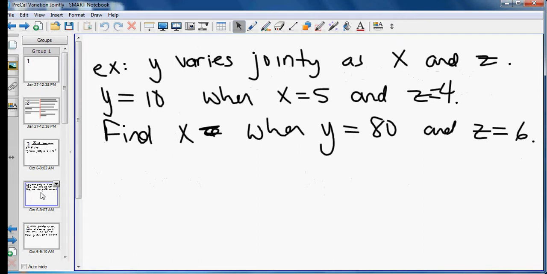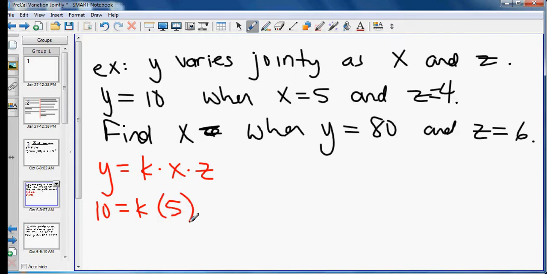So here's our first example. Y varies jointly as x and z. Our first step is to take that line and write the equation. We get y equals k times x times z. We know we're multiplying because it says jointly. Then they give us one set of numbers: y equals 10, x equals 5, and z equals 4. We'll use this information to solve for k.